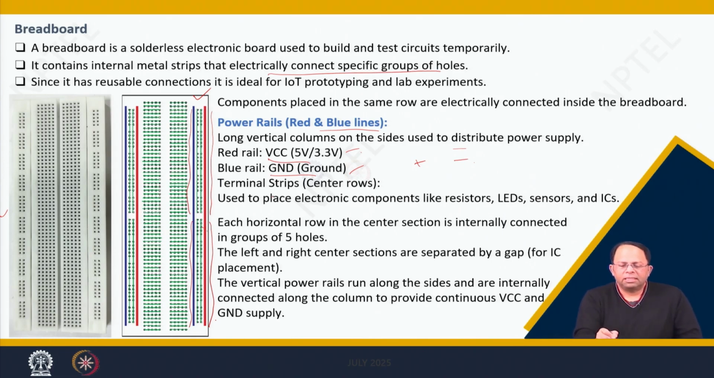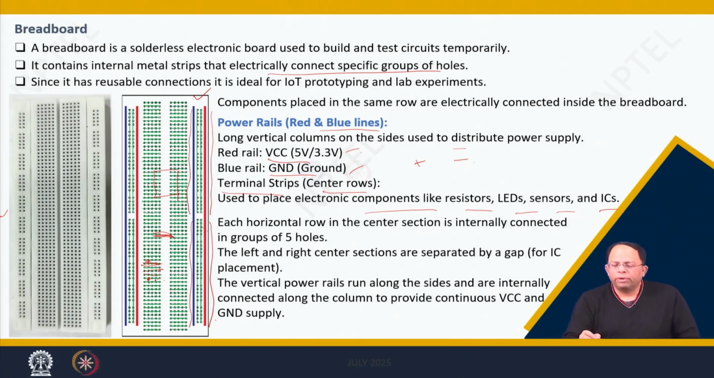In addition, there are the center rows, which are known as the terminal strips. These are used to place electronic components like resistors, LEDs, sensors and ICs and so on. So that means these are the pins. If I put an IC like this, we can put a resistor like this, we can put an LED like this. This is one line, this is one line. So these are two separate connections, right? Because these are in a horizontal way, these are in a vertical way. So this line and this line is not connected, but these 5 holes are connected, right? So we can create many combinations of circuits. It just gives us the flexibility to connect different items without wires, right?